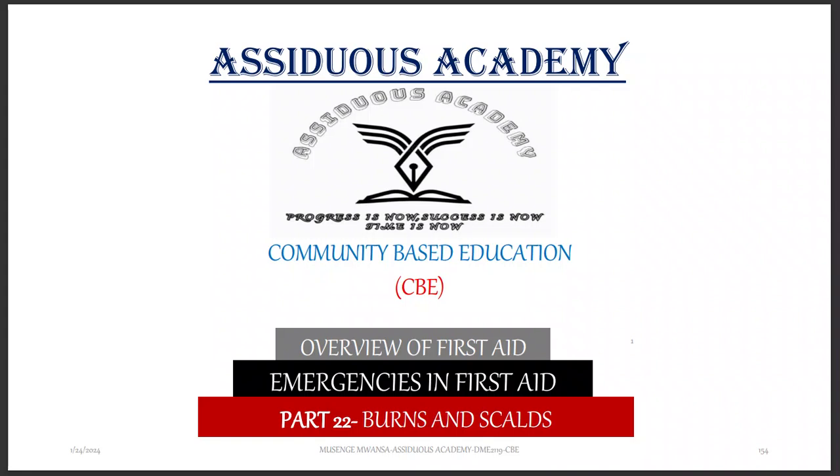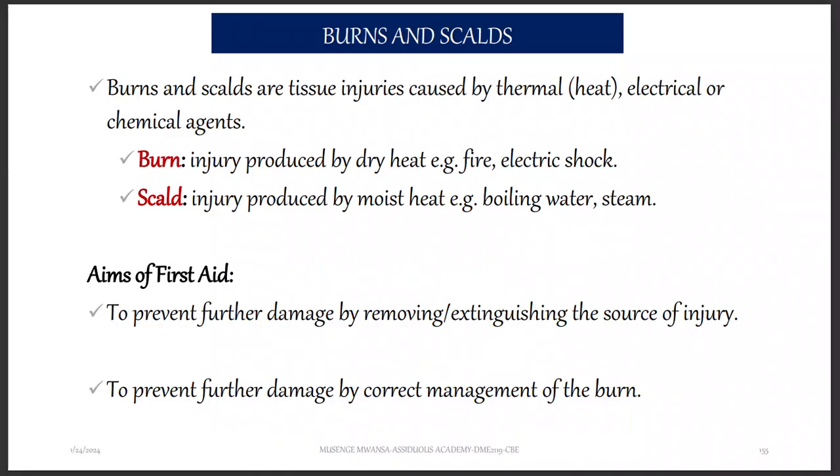This is part 22 of our emergencies in first aid playlist, and we'll talk about burns and scalds. Burns and scalds are tissue injuries caused by heat or thermal energy. They can also be caused by electrical energy and chemical agents. A burn is an injury produced by dry heat, for example, fire or electric shock, while a scald is an injury produced by moist heat, for example, boiling water or steam.